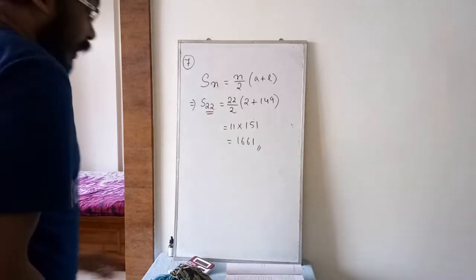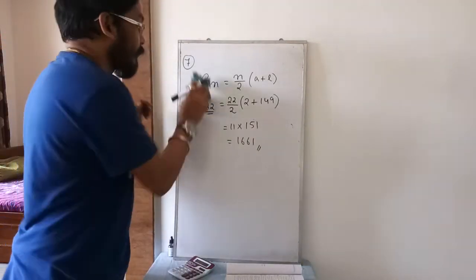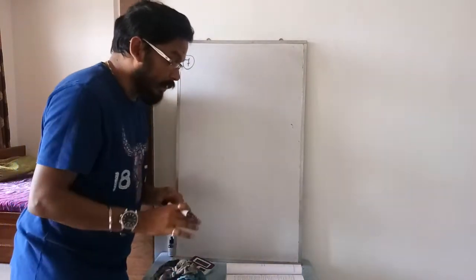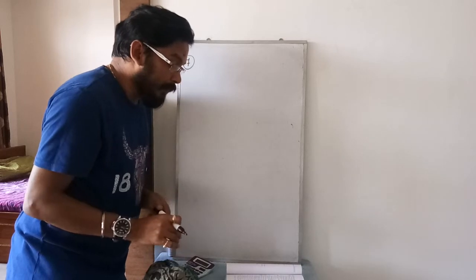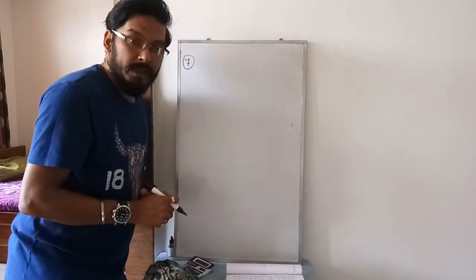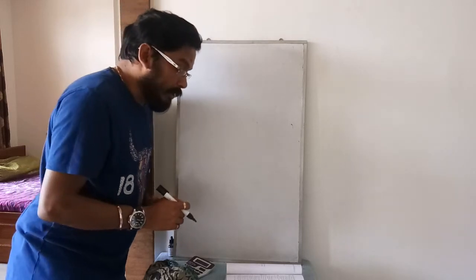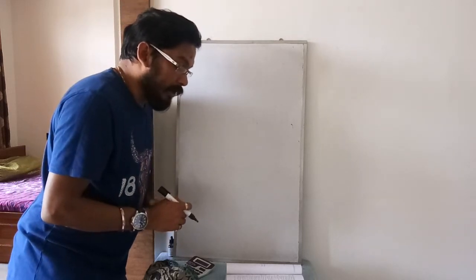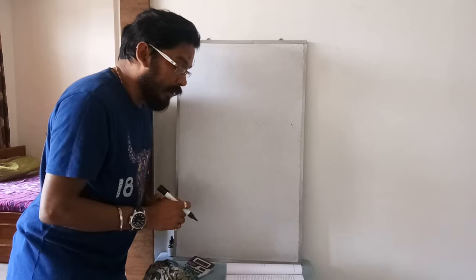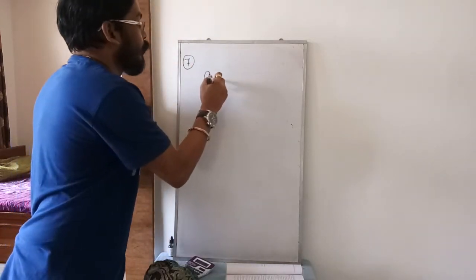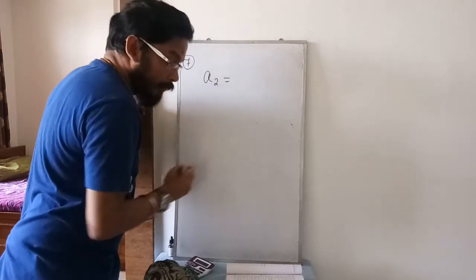Okay, now we will go for question number 8. Find the sum of first 51 terms of an AP. Now I have to find the sum up to 51 terms, meaning S51. The second term and third term are given here. The second term is given as 14 and the third term is given as 18. So the second term, a2, is 14 here.